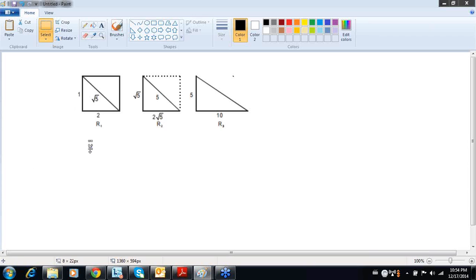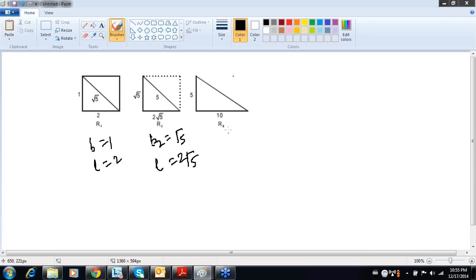So here breadth is equal to 1. Length is equal to 2. Now breadth 2 will be equal to what? The diagonal. So it will be root of 1 plus 4, so it will be root 5. That will become the breadth of the second. So the length will become 2 root 5.